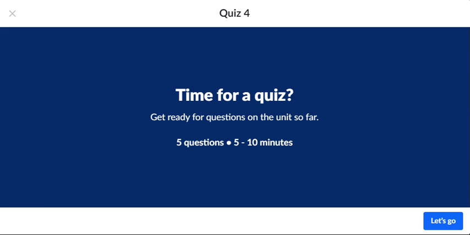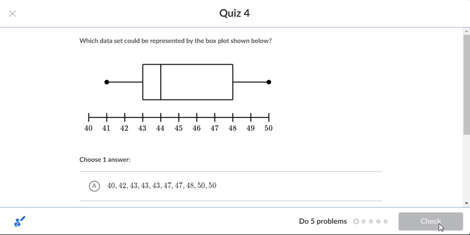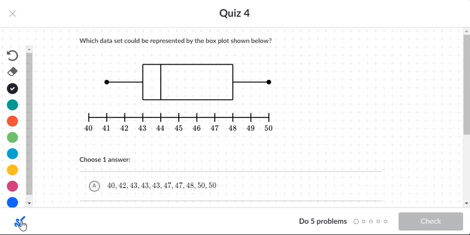Data set and distribution, quiz 4 review. Which data set could be represented by the box plot shown below?